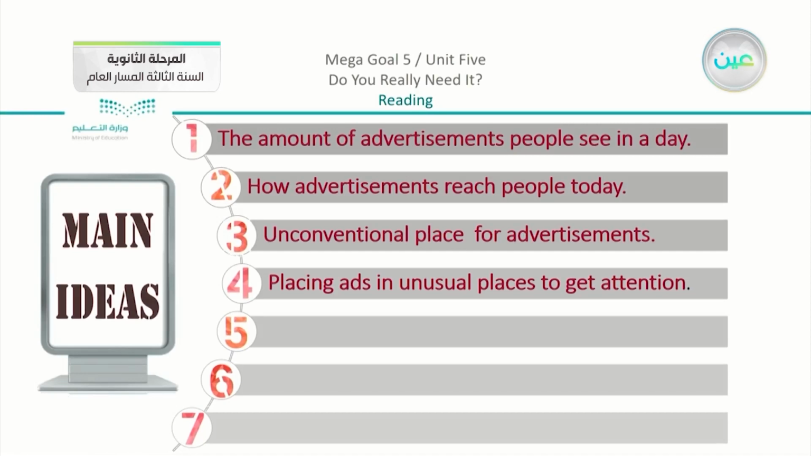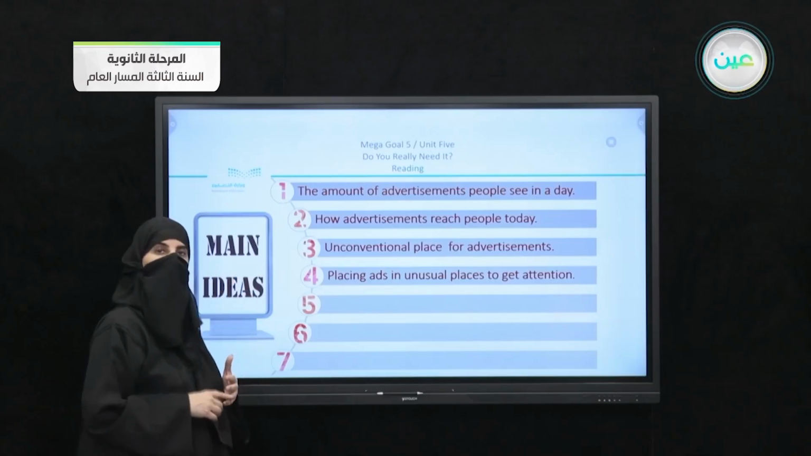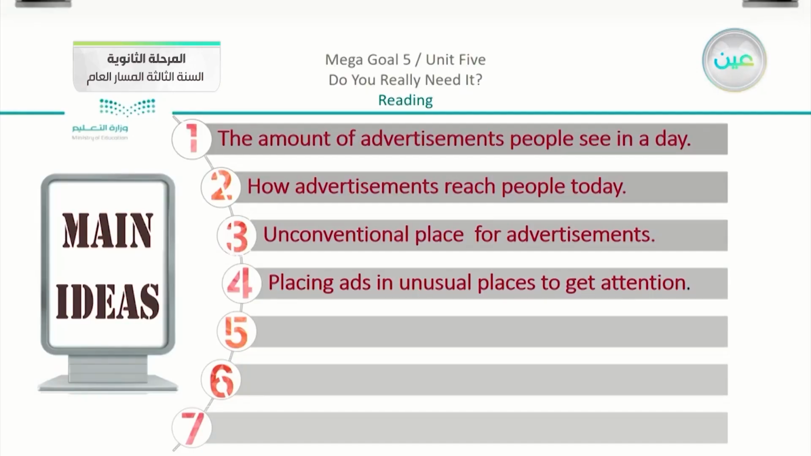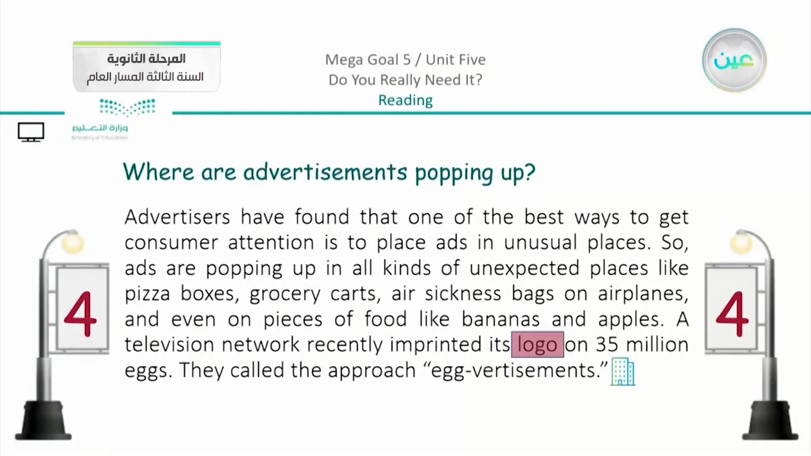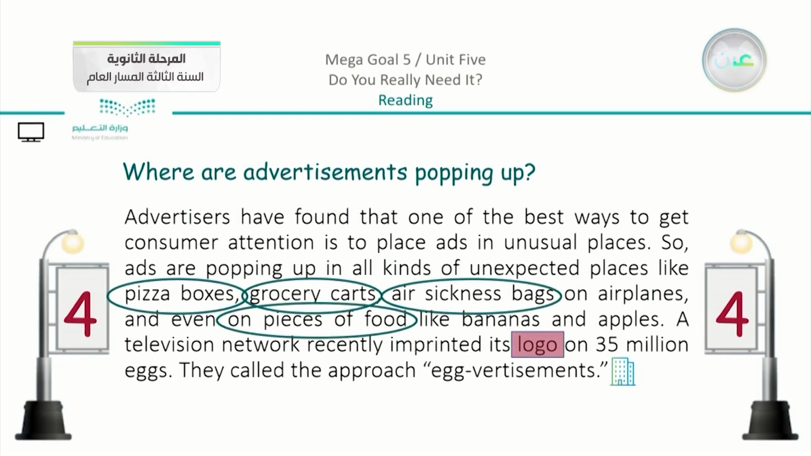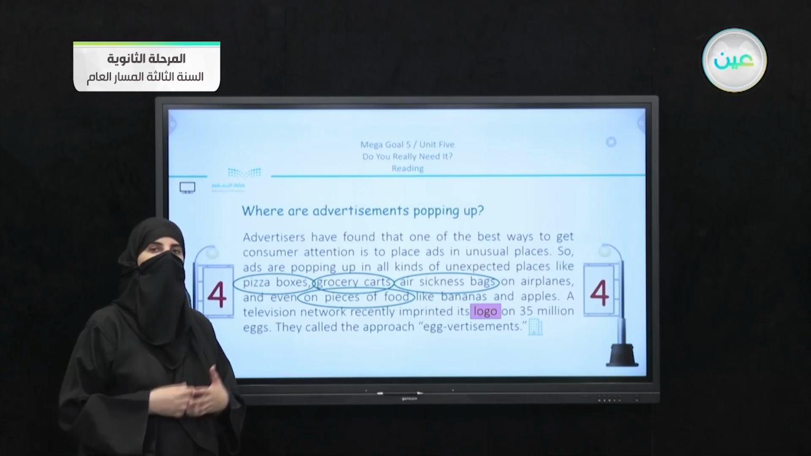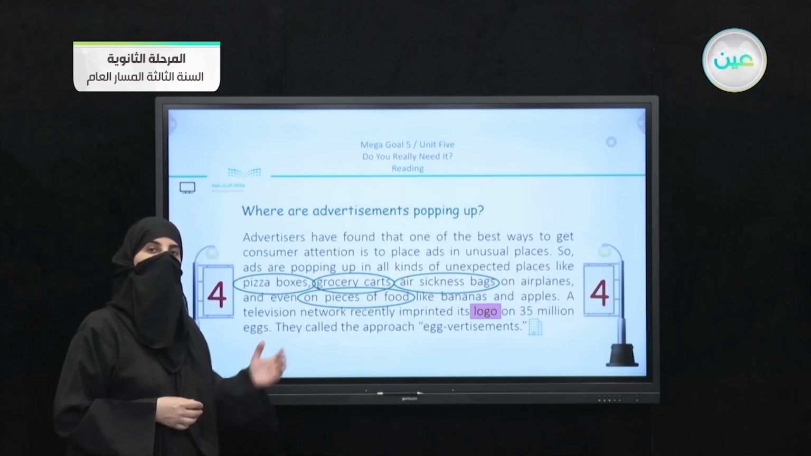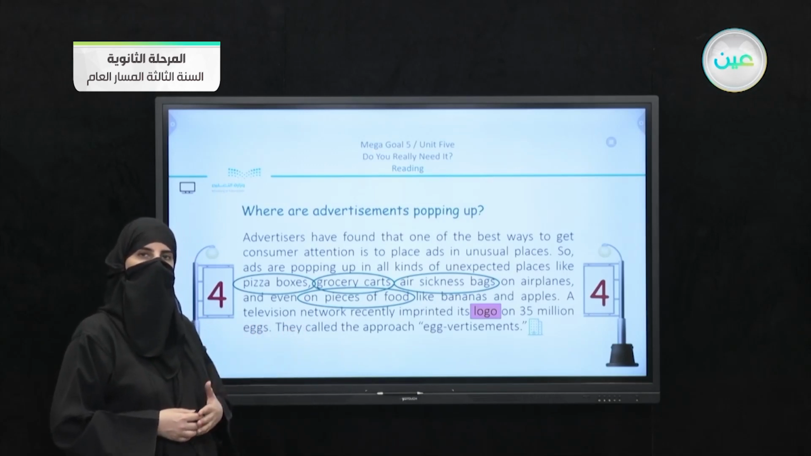So you can see that there is a relationship between the idea that we have here in 3 and 4, and of course, how to reach these people in number 2. So we have here the question, where are advertisements popping up? We can just see here, for example, that we have here pizza boxes, grocery carts, air sickness bags on airplanes, and even on pieces of food. So here you can see that these are just examples for places that you can see advertisements, but you don't actually expect them. Now you can see also that we have here the word logo, which is one of the vocabulary building words.